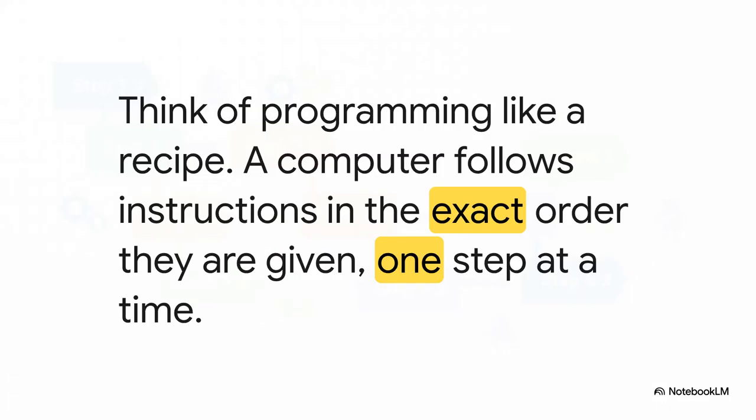So the easiest way to wrap your head around sequence is to think about a recipe. You have to follow the steps in order, right? You can't just put the cake in the oven before you've even mixed the flour and eggs. It just wouldn't work. Well, a computer is exactly the same. It's super literal. It does exactly what you tell it to do in the exact order you write it, from the first line down to the last.